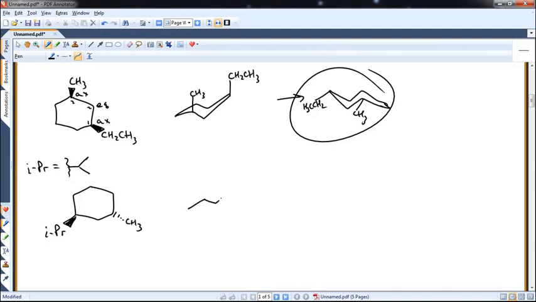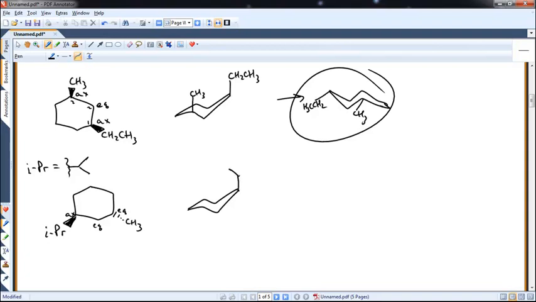Same thing. First draw a chair. Say up is a wedge, is axial. So I'll start by defining that. So up is axial, up is equatorial, up is axial, right? But this is not up, it's a dash, not a wedge. So up is axial, up is equatorial, up is axial. This will actually be equatorial as well.